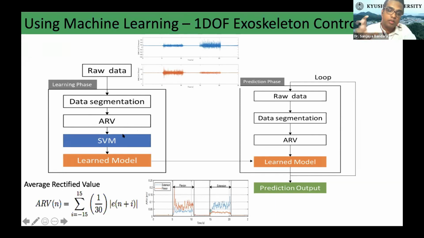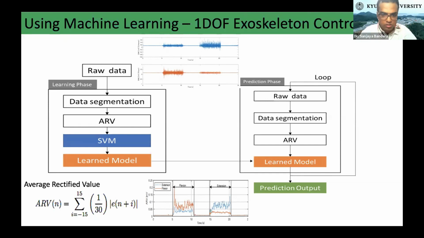And then we use a support vector machine to train a model, which we will use with the timestamps of the grasp and closing, the opening and closing of the hand. Then we use this learned model in the prediction phase to control this hand in real time. So when we use machine learning, we have two steps: the learning phase and the prediction phase.